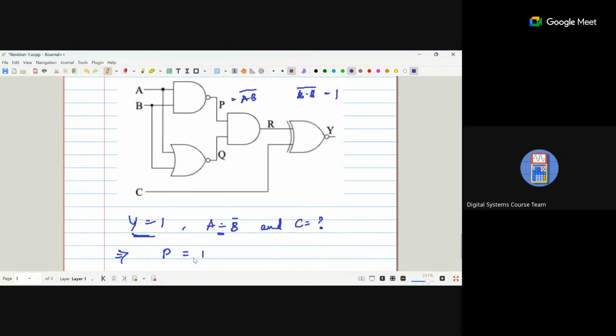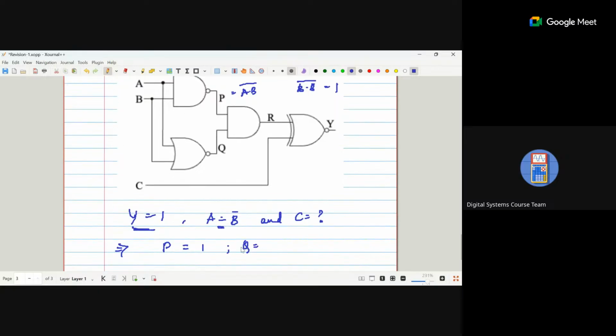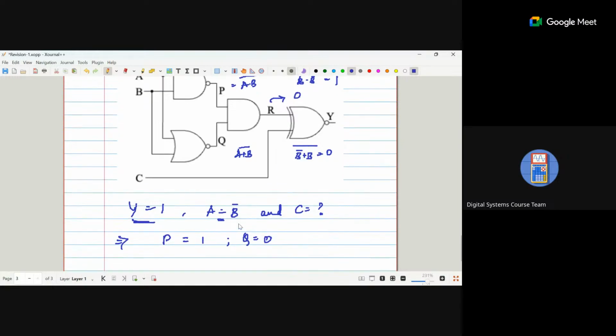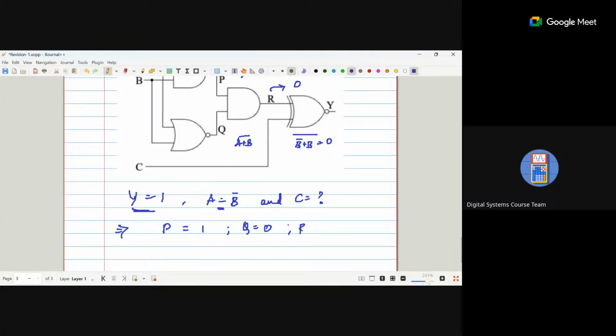Now similarly, if we are solving for Q, what will be the value at Q? 0, because again you're having OR, right? So for Q, it will be (A plus B) the whole complement. Same thing, B complement plus B will give you 1, the whole complement will give you 0. Okay, now what will be the value at R? P is 1, Q is 0, so the R will be 0. Correct, 0. So now at Y, the R will be 0.